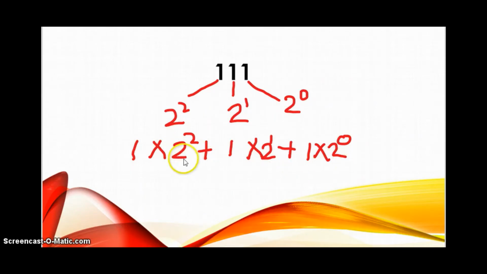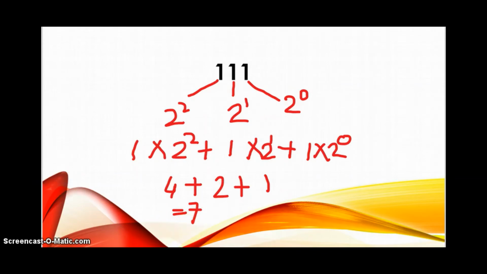Now simplify. 2 raised to the power 2 is 4, and 4 multiplied by 1 is 4. Then 2 raised to the power 1 is 2, multiplied by 1 is 2. And 2 raised to the power 0 is 1. Any number raised to the power 0 is 1. Please remember that. So 1 multiplied by 1 will be 1. So the decimal equivalent of the binary number 111 is 7.